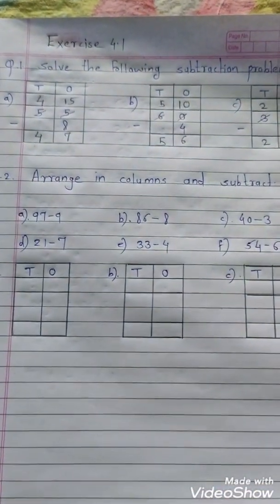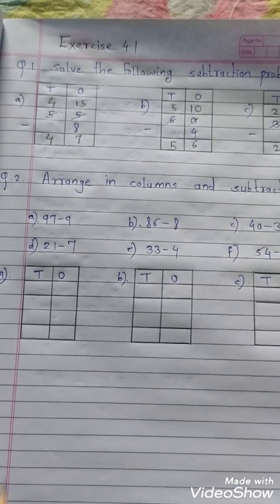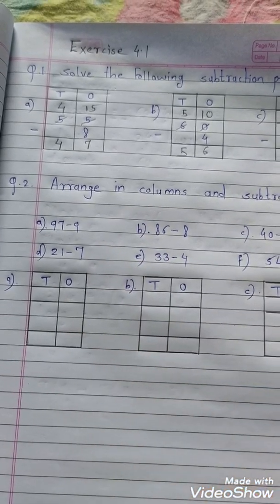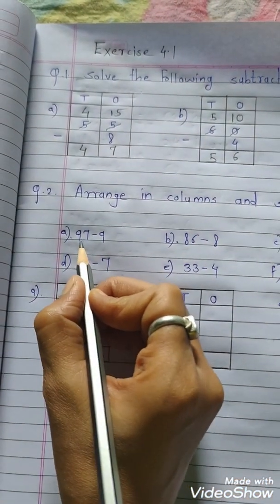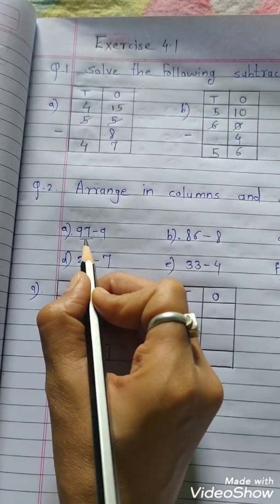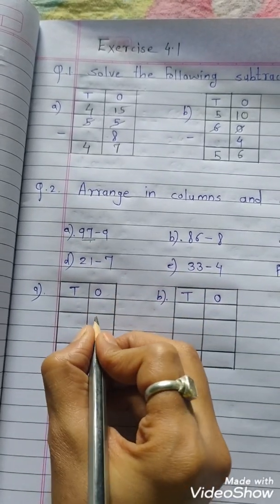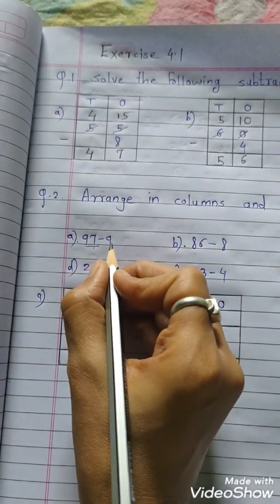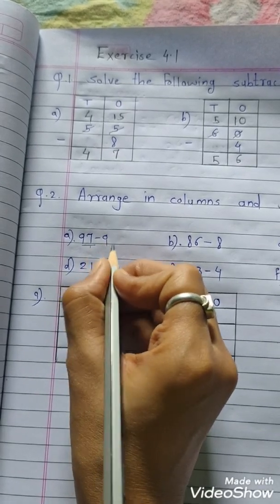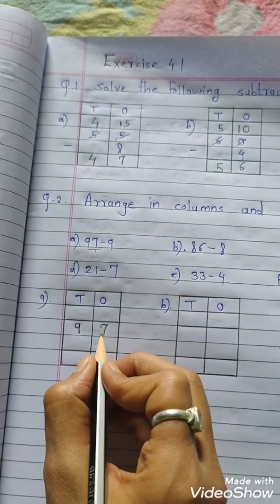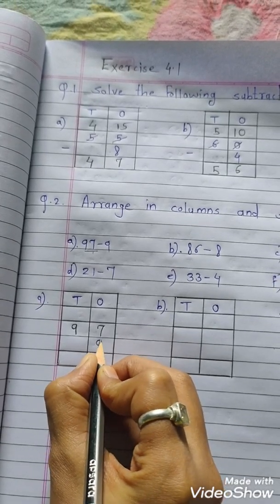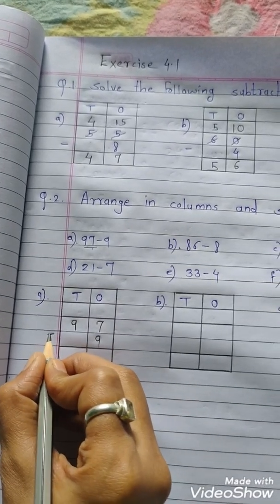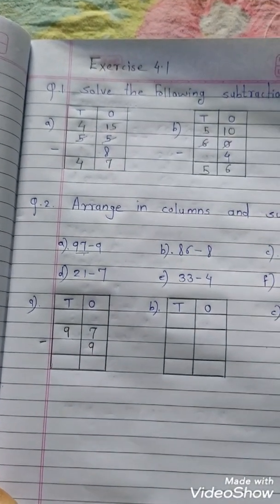Question number 2. Arrange in columns and subtract. The examples are given and you have to first arrange that example in the columns and then solve. The first is given 97 minus 9. So 97, as 7 is on ones place, so we will write 7 on ones and 9 on tens. Minus 9. So 9 is a one digit number, so we will always place a one digit number in the ones column. So 9, and put the minus sign, don't forget to put it.